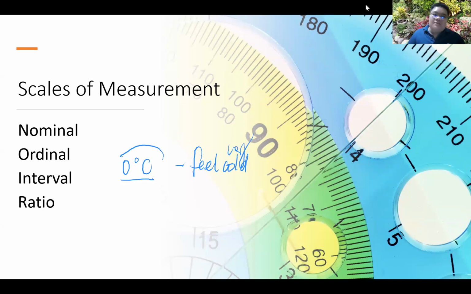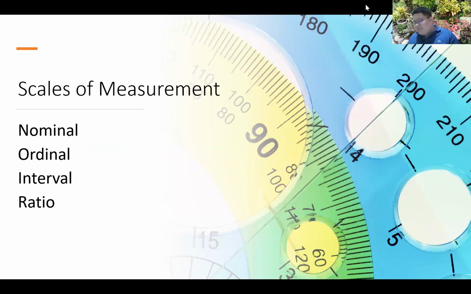And for that reason, class, your temperature in Celsius is actually in the interval scale. But earlier I said that 0 Kelvin, class, is considered to be ratio scale, because you will not be able to feel something. Okay? So I hope that you will be able to realize that.